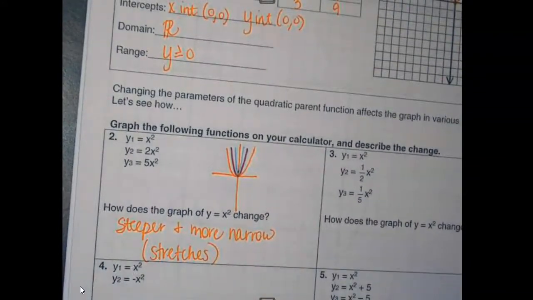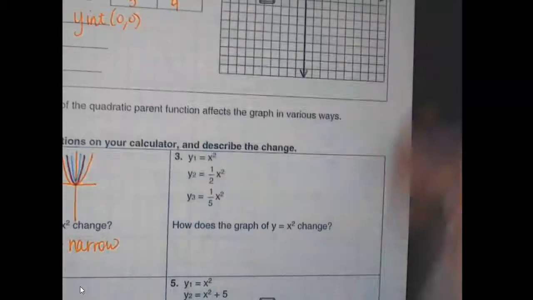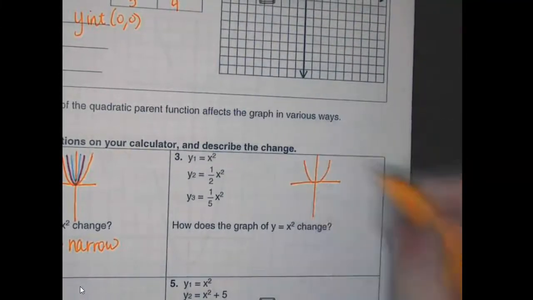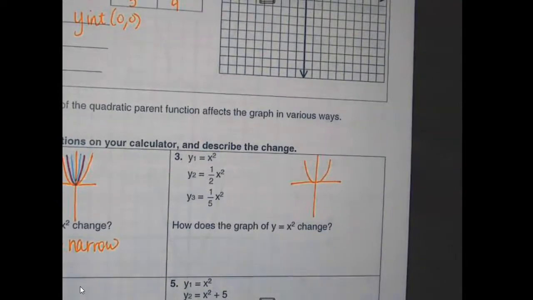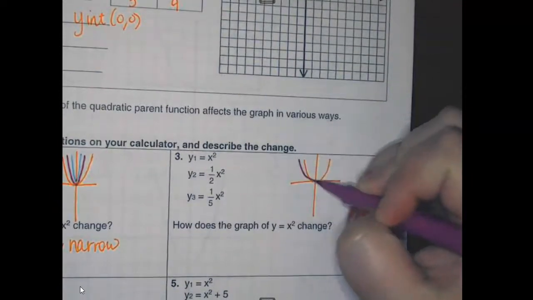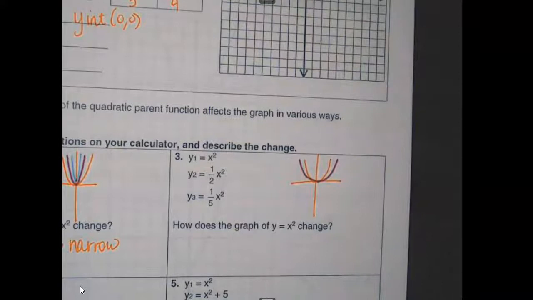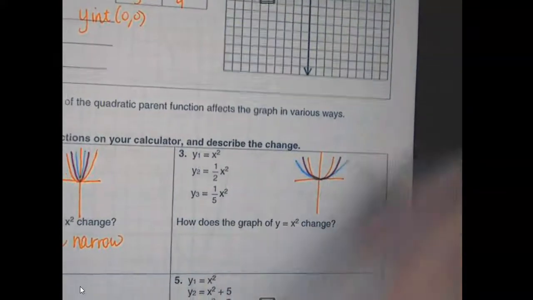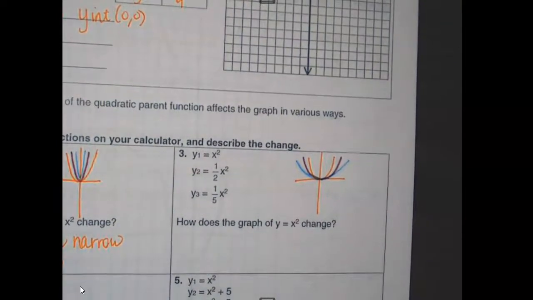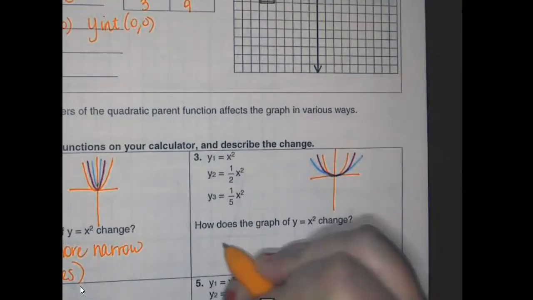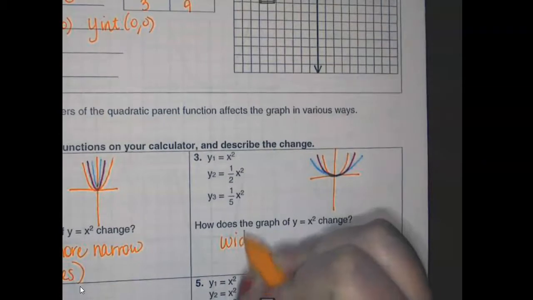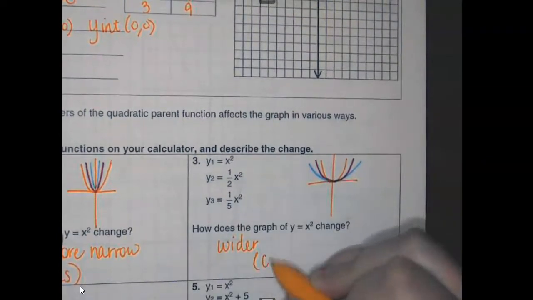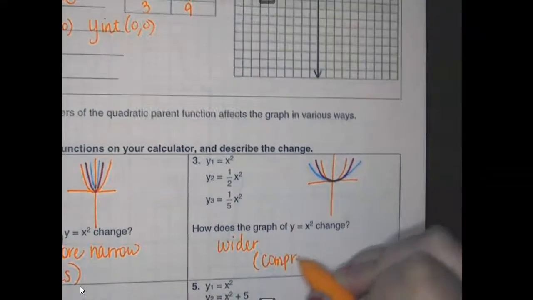It's more narrow. The correct term, though, is that it stretches. Alright. And then we looked at, again, x squared. And what happens when I had 1/2? And what happened when I had 1/5? And I can see that it got wider. And this is called compress. It compresses.